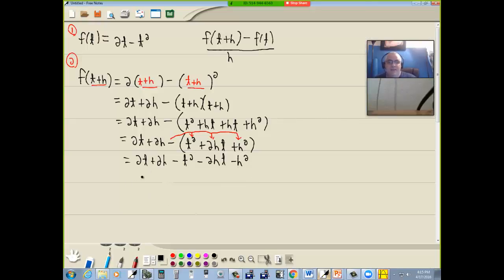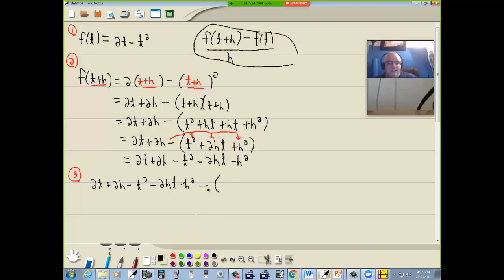So then, after we find that, this is a second mistake you made. When you plug it back into this formula right here, we're going to put this right here in for f of t plus h. So we've got 2t plus 2h minus t squared minus 2ht minus h squared. And then you do a minus, and I'll put parentheses, because this minus right here has to flip the sign of everything that follows it. And our f of t is 2t minus t squared.